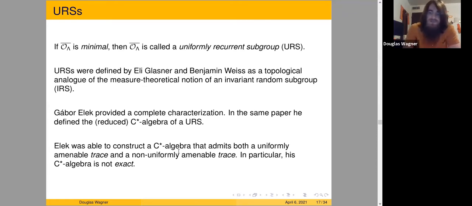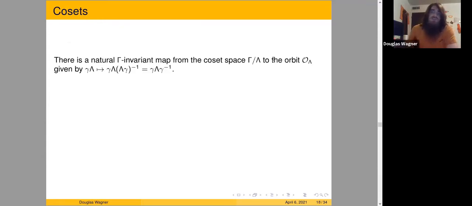But in order to construct these C-star algebras, we have to understand the relationship between the cosets and the conjugate groups. Obviously, lambda is going to be contained in both, but there's also an invariant map where we just take the coset and multiply by its inverse. An equivalent definition for cheapness is that this map is reversible.